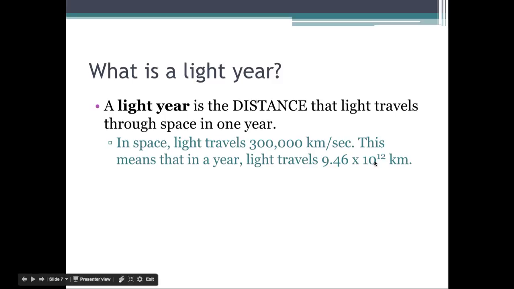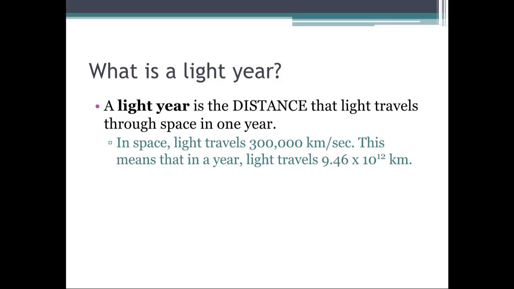So what this means is that you have a decimal point here. That means you're going to move that decimal point 12 times to the right over there. So that'd be 946 and then 10 more zeros past this number there. So it's a huge number of kilometers, right?